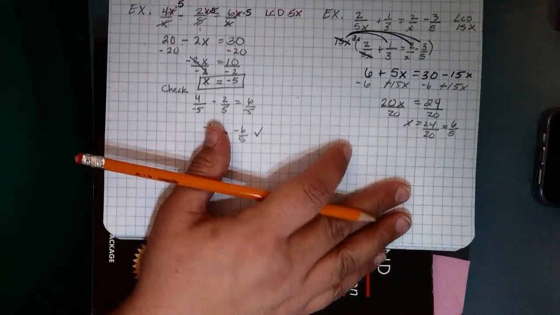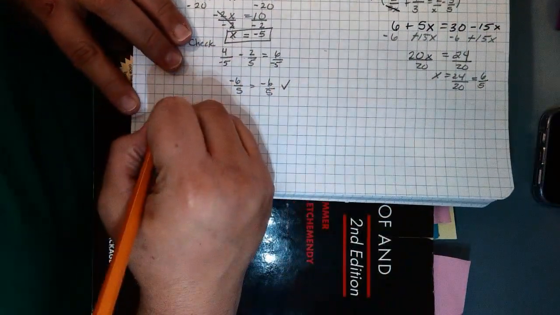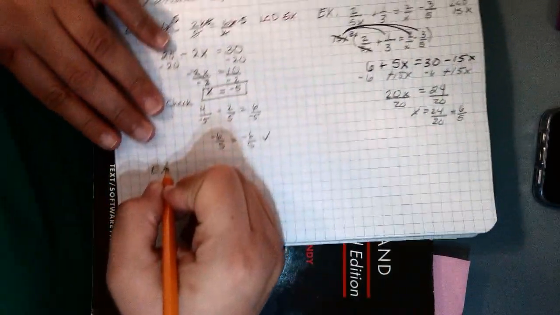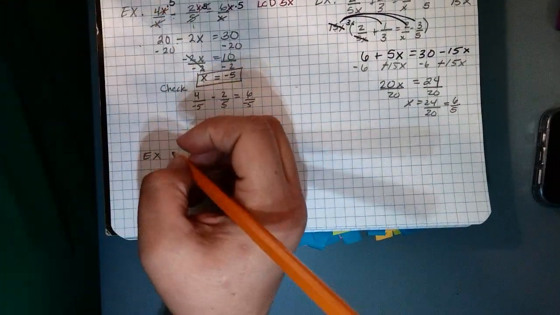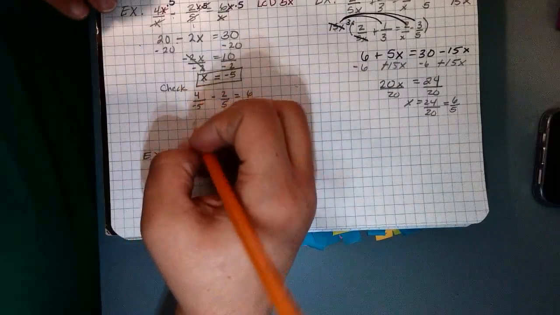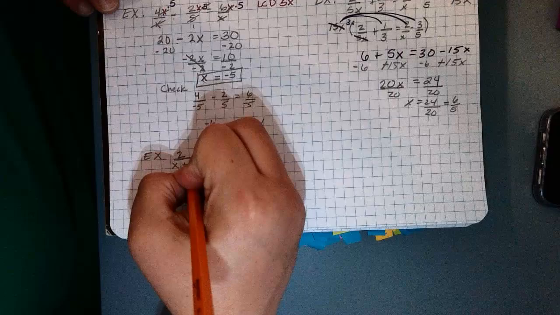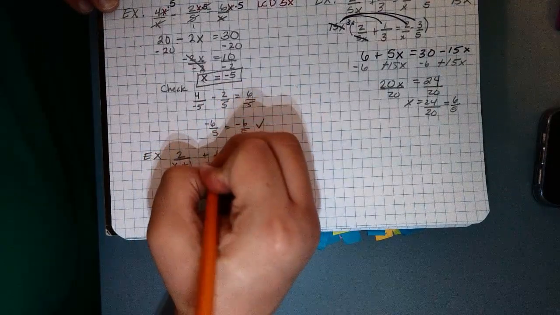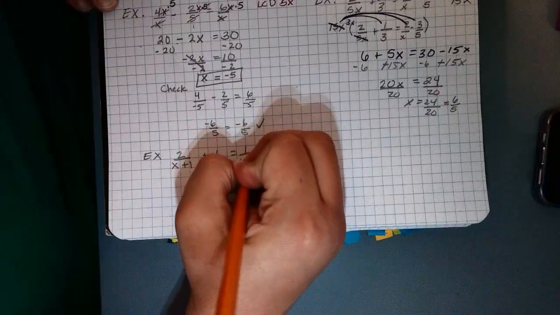Okay, let me find another problem. Okay, here we go. What if we have a binomial on the bottom? So x plus 1. 2 over x plus 1 plus 1/3 equals 1 over x plus 1.